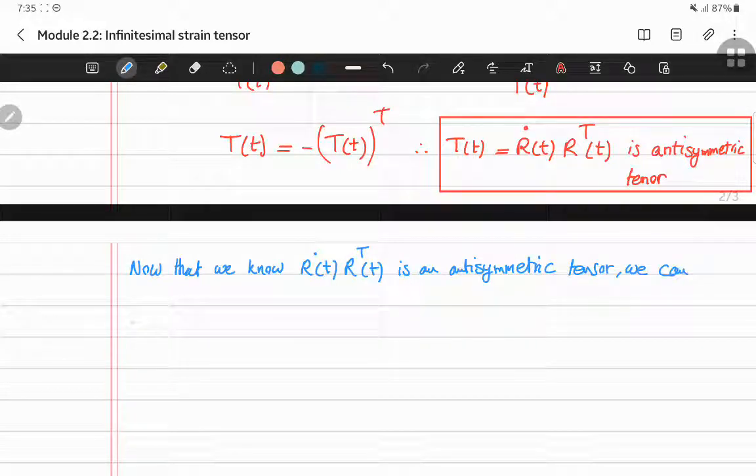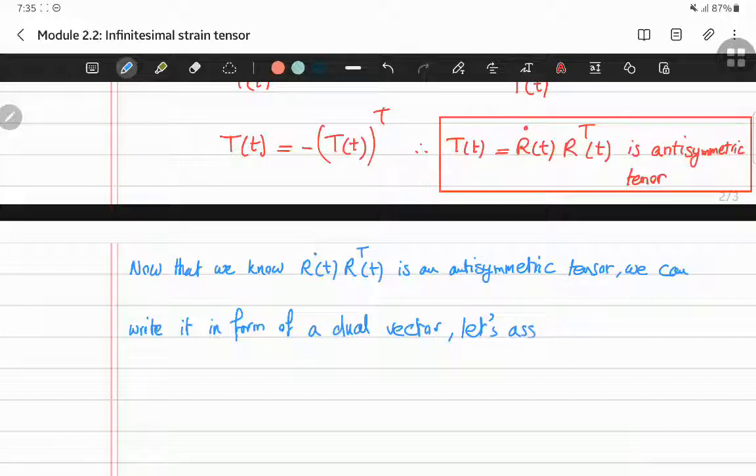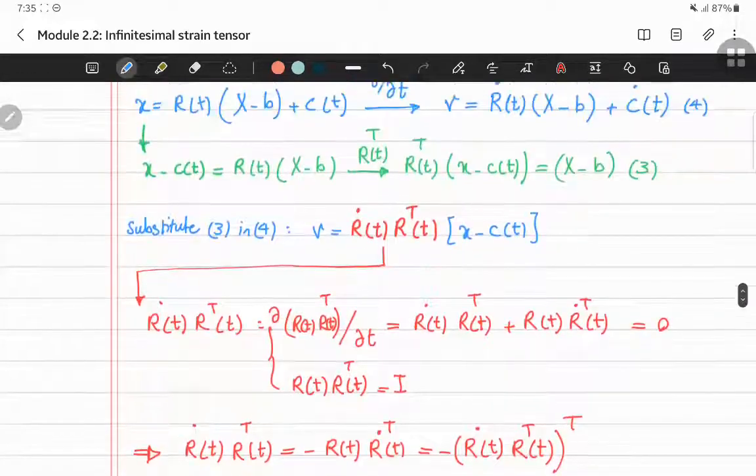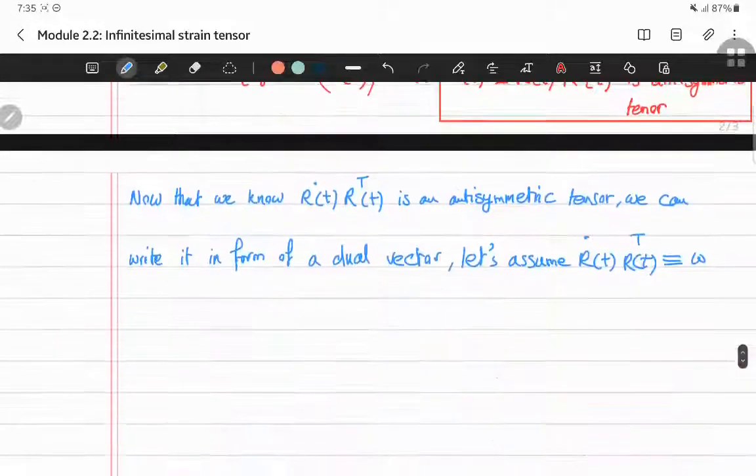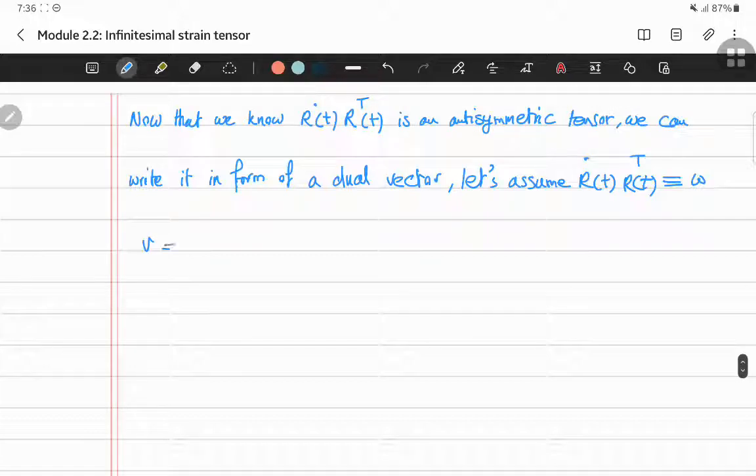we can write it in the form of a dual vector. Let's assume RT dot RT transpose is the same as omega, for example, here. So I have this in here. So I have V is equal to omega.